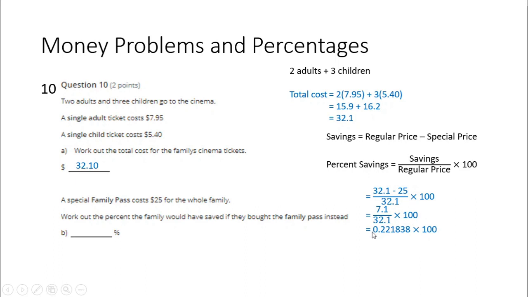So that's a long decimal number. I'll have to round that, but that's 0.221838 times 100. That's approximately 22.1838%. And if I want to round that, because it's a very long percentage to write, I should generally round to 3 significant figures or 1 decimal place. So that's going to be 22.1 with an 8 after it. It's going to round up to 22.2%.